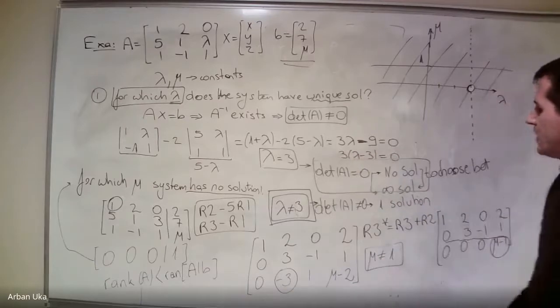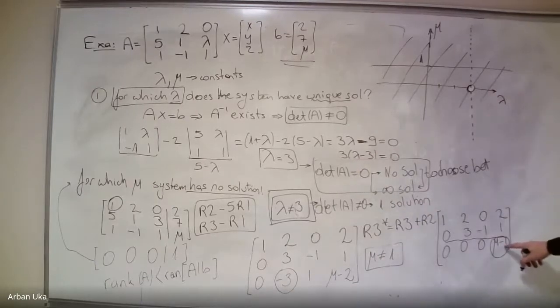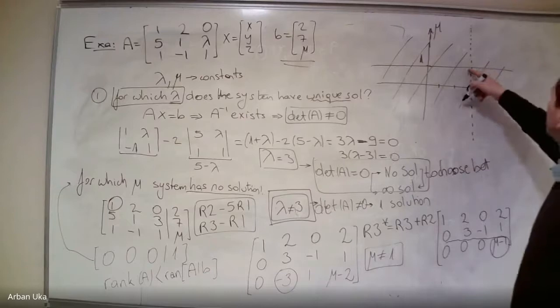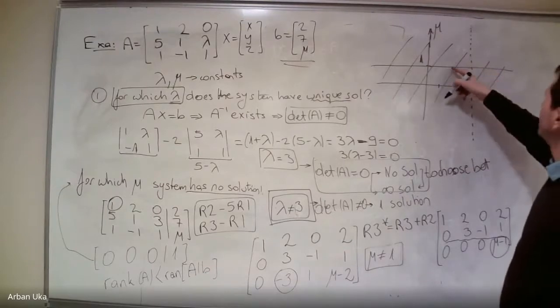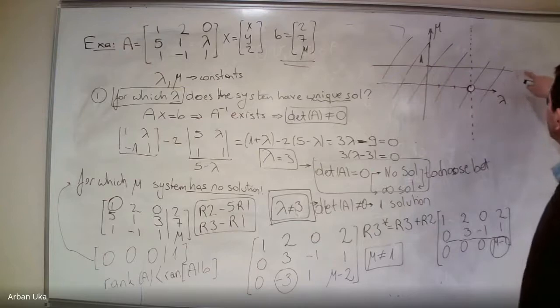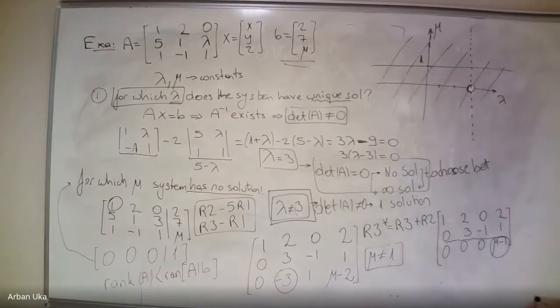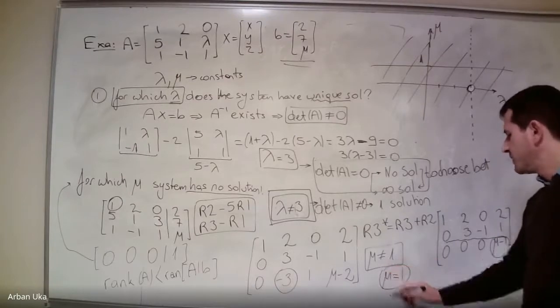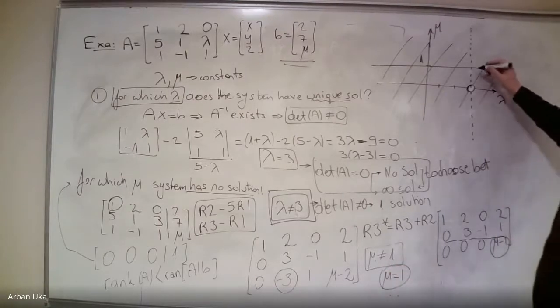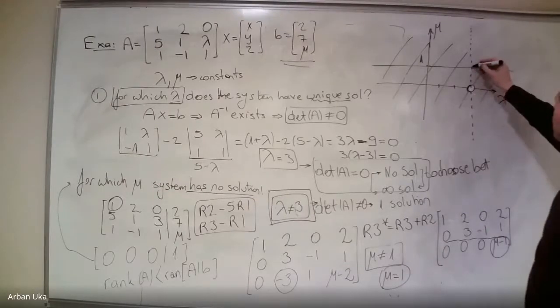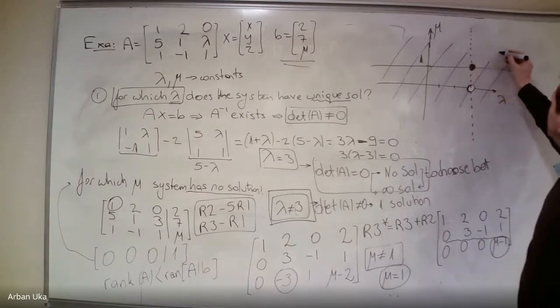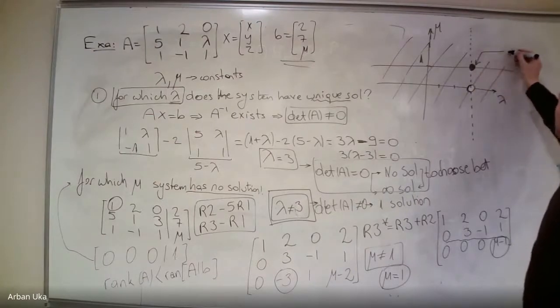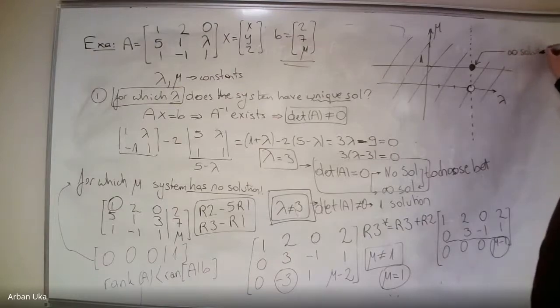Okay. Now, if mu is different from 1, where is mu different from 1? It's actually everywhere except this line. Or let's do it like this. What happens if mu is equal to 1? Any solutions? If mu is equal to 1, that's true. So lambda 3, mu 1, it is this point here. At this point, right here, we have an infinite number of solutions. Right here, just at this point.